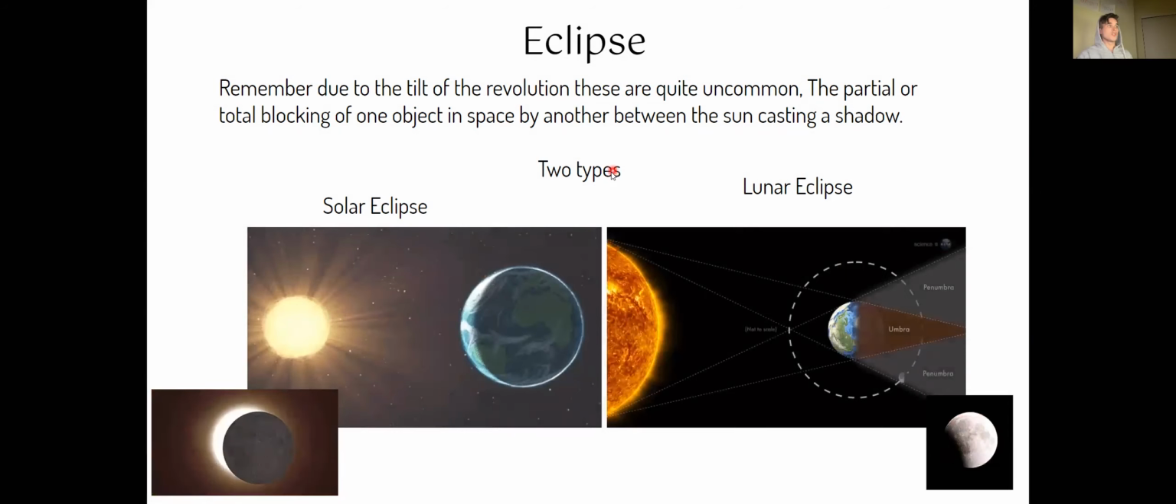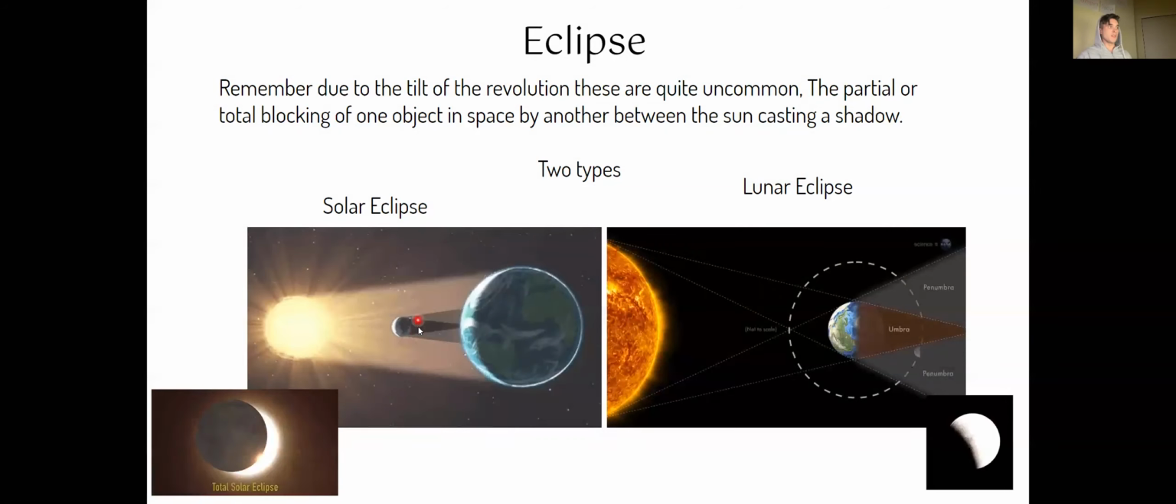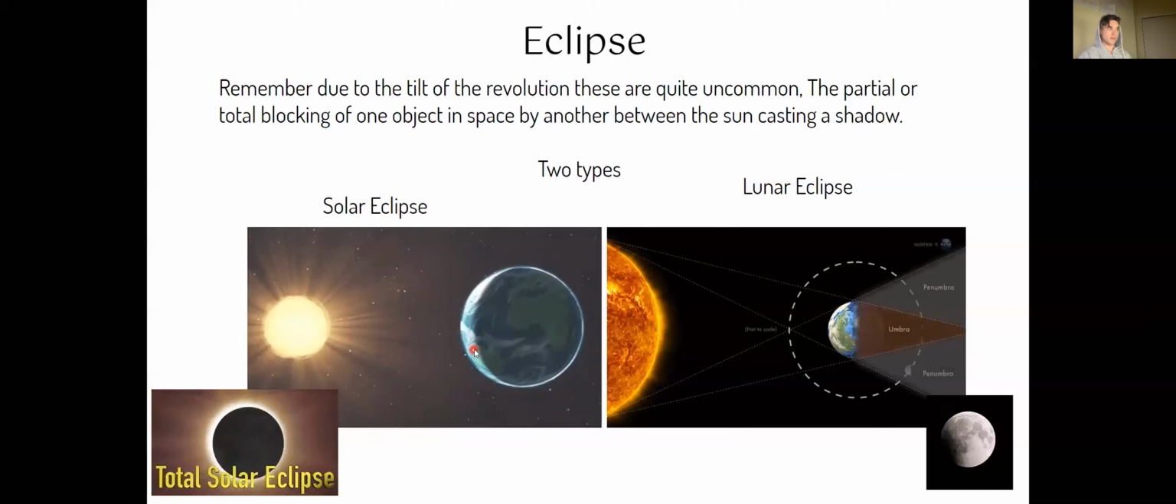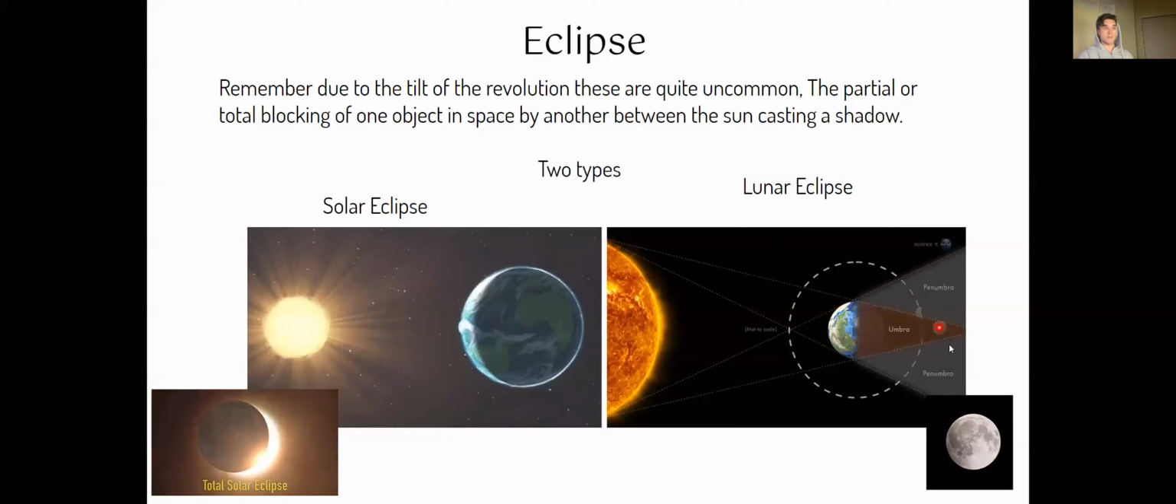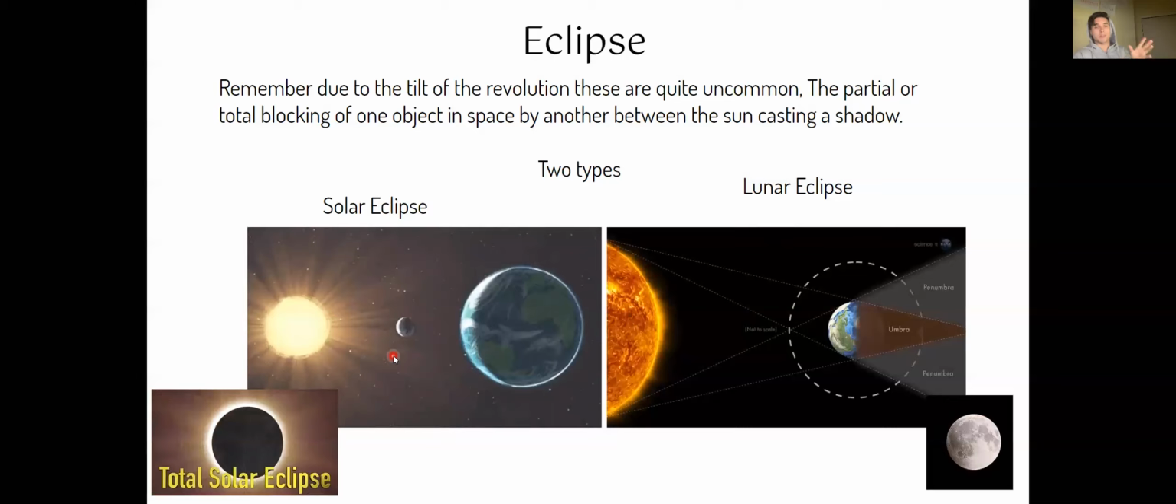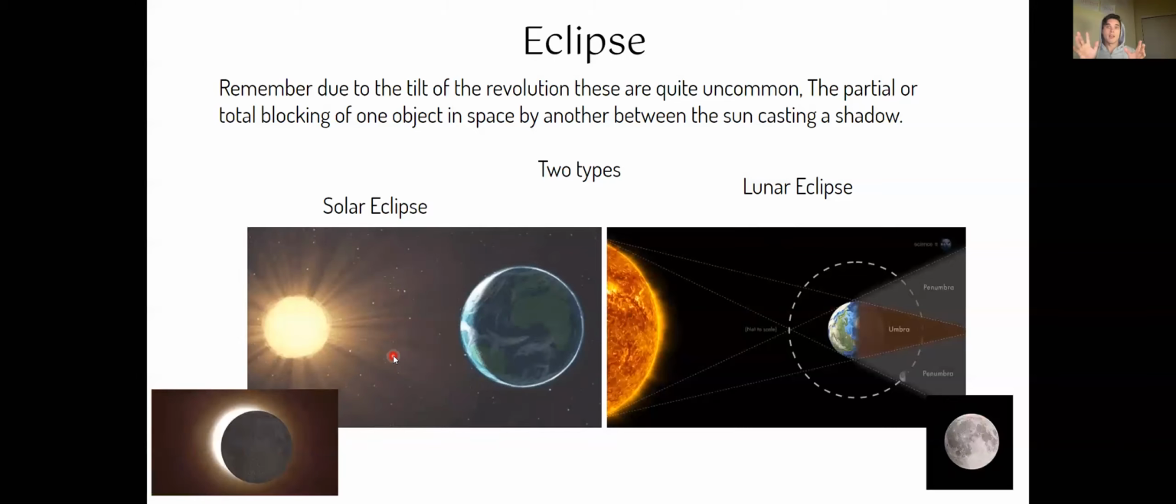So the solar eclipse is when the moon blocks the sun to Earth. The lunar eclipse is when Earth blocks the sun to the moon. All right? Solar eclipse is the one where you have to wear protective goggles to look in the sky just because basically, you're not supposed to look at the sun. It can obviously hurt your eyes, cause very bad retinal damage. That is permanent. Do not look in the sun.